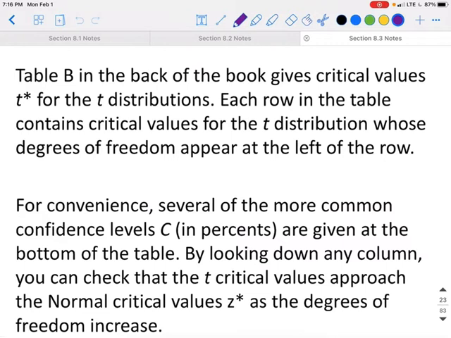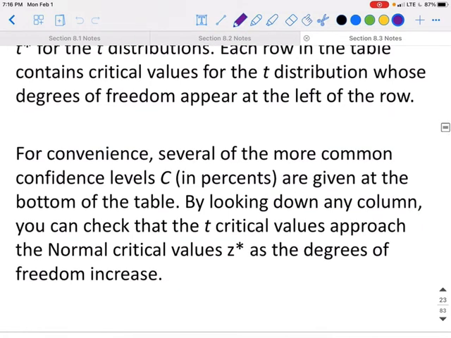Table B in your packet of information gives critical values t star for the t-distribution. Each row in the table contains critical values for the t-distributions whose degrees of freedom appear at the left side of the row. For convenience, several of the more common confidence levels in percents are given at the bottom of the table. By looking down any column, you can check that the t critical value approaches the normal critical value z star as the degrees of freedom increase.